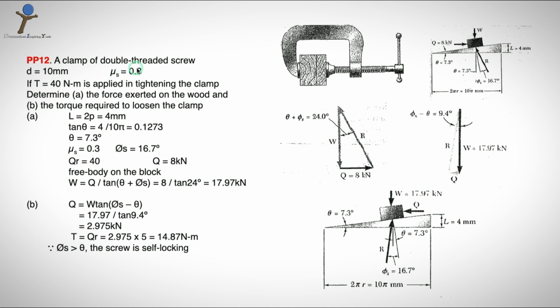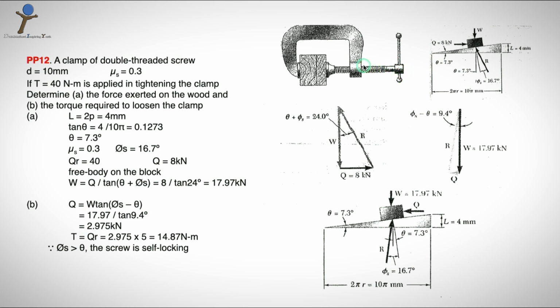A clamp of double threaded screw. So, this screw here is not a single thread, it is a double threaded screw. It has a diameter of 10 mm. The screw diameter is 10 mm. The friction is 0.3. The friction between the nut and the screw is 0.3. If a torque of 40 Newton meter is applied in tightening the clamp. So, this part when you rotate, that is about 40 Newton meter.